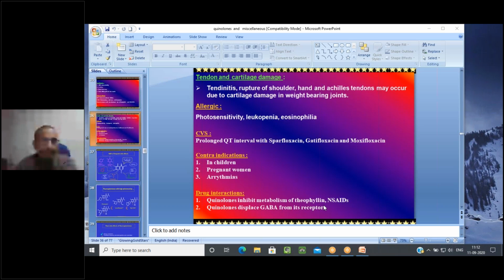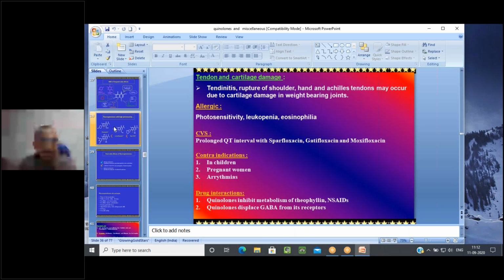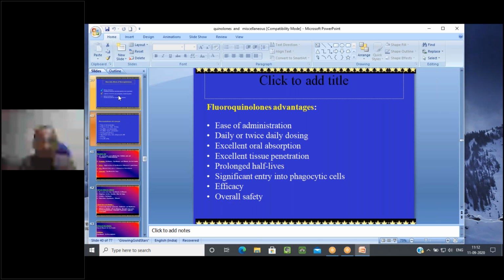GABA, from which the quinolones displace the receptors. So that's drug interactions. Mainly here you will see minimal drug interactions.